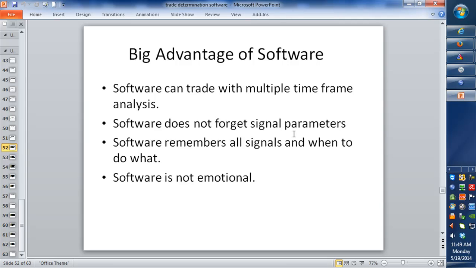Now, the advantage is that the software will be able to trade with multiple time frame analysis. And the software does not forget signal parameters. And the software remembers all the signals and when to do what. And the software is not emotional.